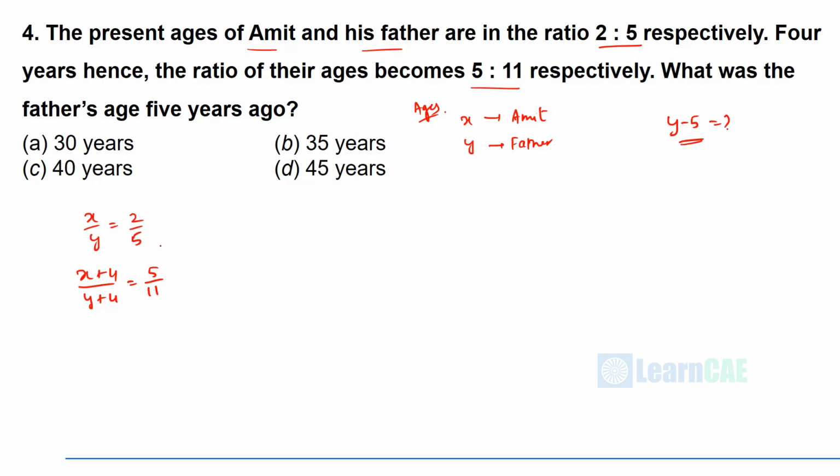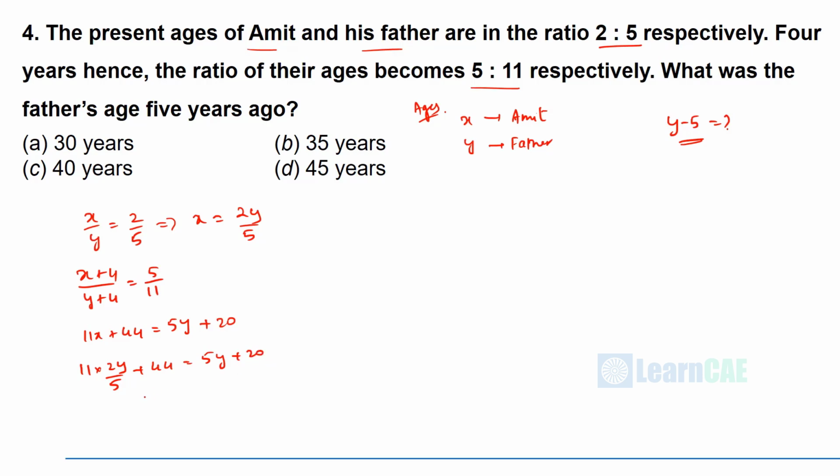Now here we shall try to rearrange the equation in terms of y. Therefore, x will be equal to 2y by 5. Okay, now we shall rearrange the second equation and substitute x value. Here it is 11x plus 44 is equal to 5y plus 20. Okay. Now in place of x we shall substitute 2y by 5. 11 into 2y by 5 plus 44 is equal to 5y plus 20.